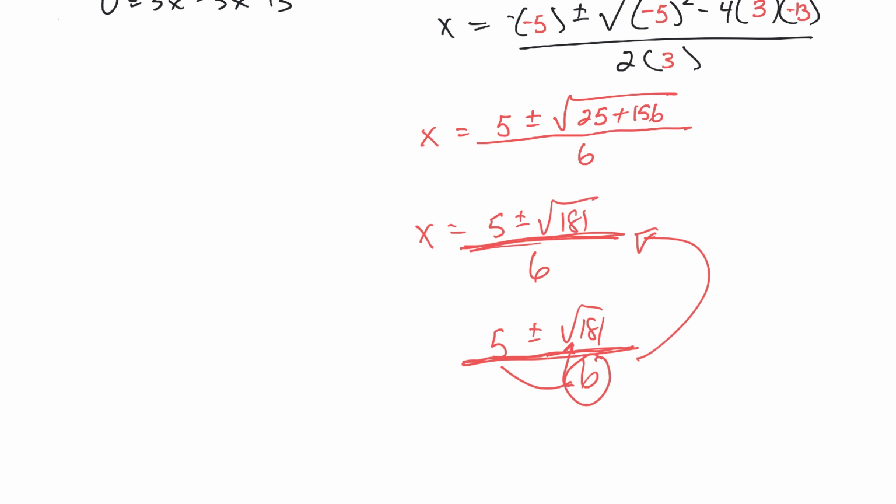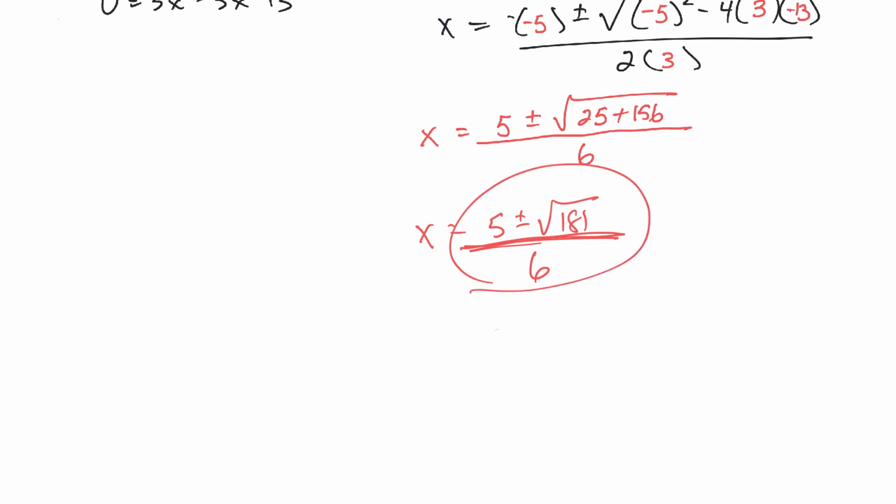You could write it, and I think typing it into MyLabs, they would want this, but you could write it as 5 over 6 plus or minus root 181 over 6. That would be okay too.